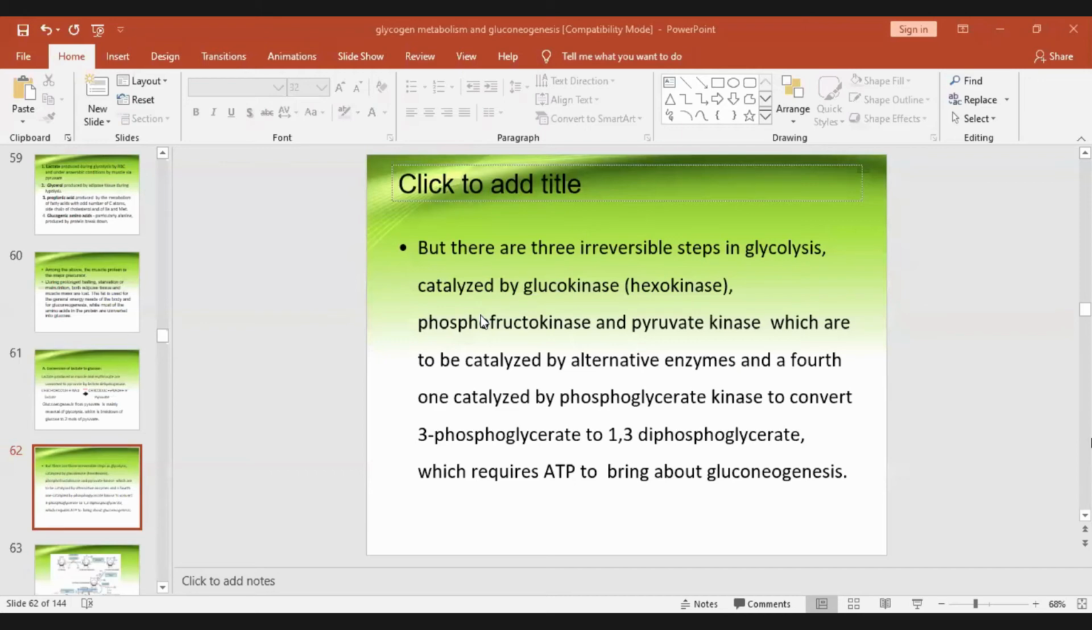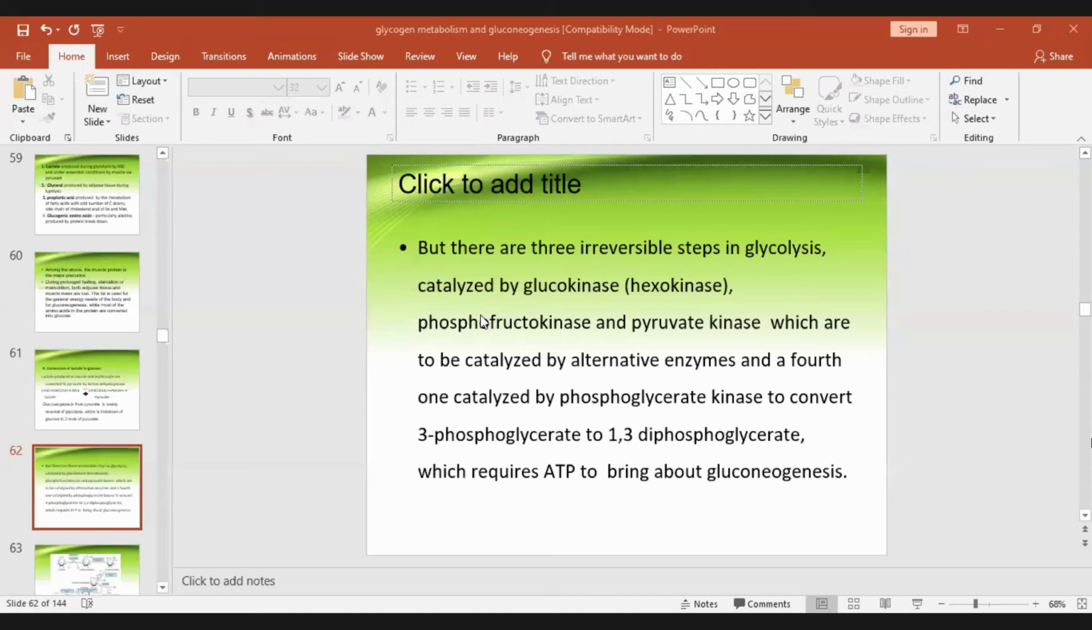It is the same enzyme, but here ATP is to be provided. That's what you should remember. So then glyceraldehyde 3-phosphate is formed. From 3-phosphoglycerate to 1,3-bisphosphoglycerate, 1 ATP is to be spent.